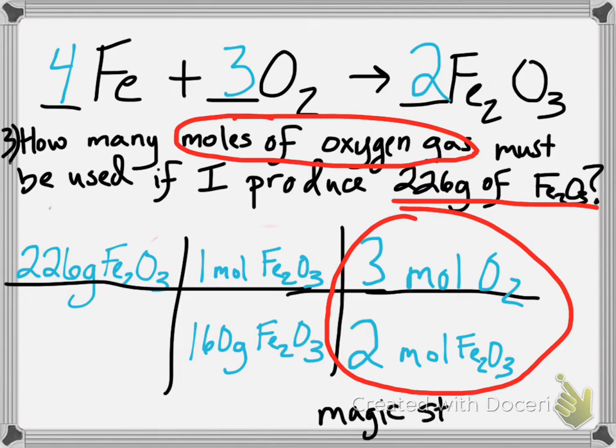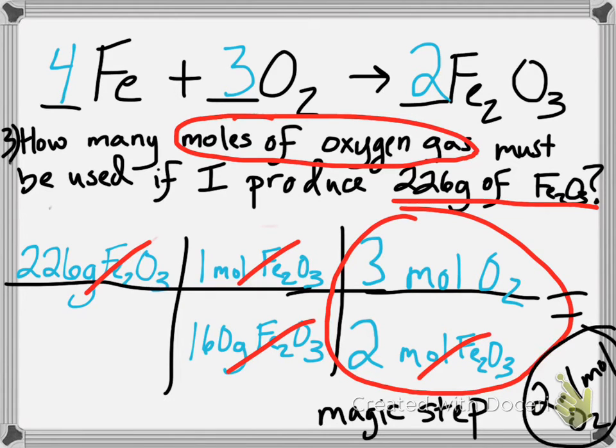This is the magic step. This is how you go from one thing to another and have everything cancel out. This is the reason why it's called stoichiometry. All right, so I made sure everything cancels out. I'm going to put it all in my calculator. And my answer is 2.1 moles of oxygen gas. Please make sure while I'm doing these that you're also putting these in your calculator to make sure you are calculating these correctly.